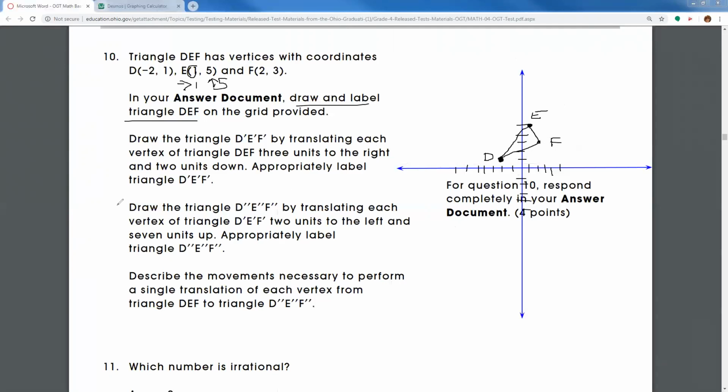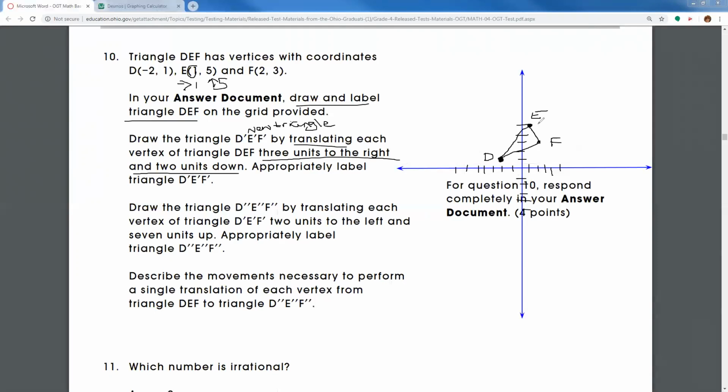Better to get some points, even if, okay, now we read the second part and we're like, I'm not sure what to do. This one has a lot of writing. So draw the triangle D prime, E prime, F prime. These apostrophes in math, you say the word prime. It just means it's going to be a new triangle. So draw a new triangle by translating each vertex of the triangle DEF 3 units to the right and 2 units down. Appropriately label triangle D prime, E prime, F prime.